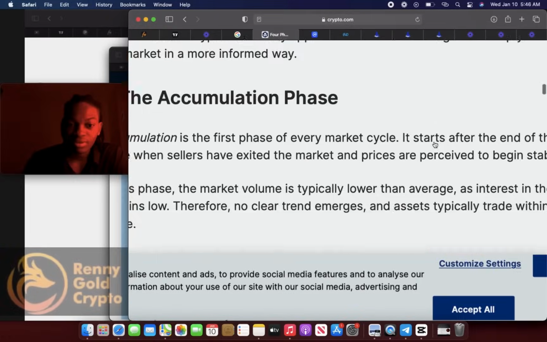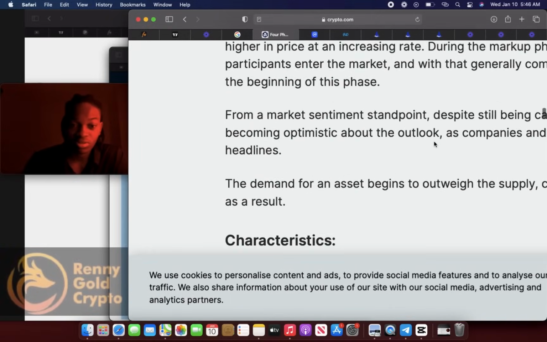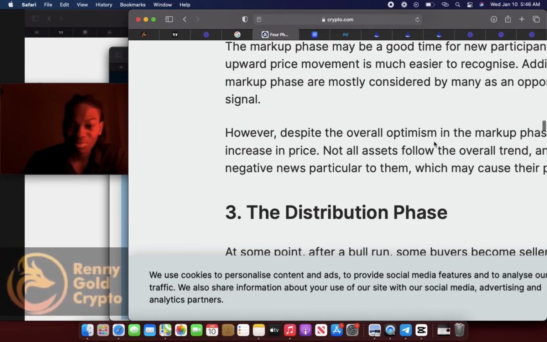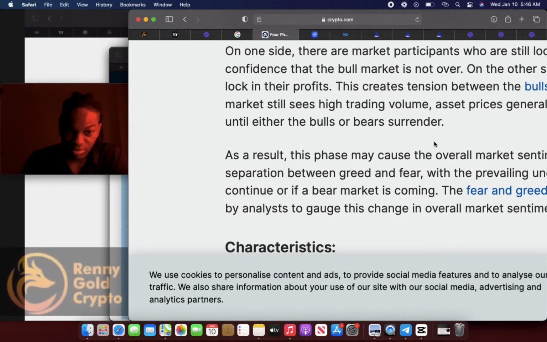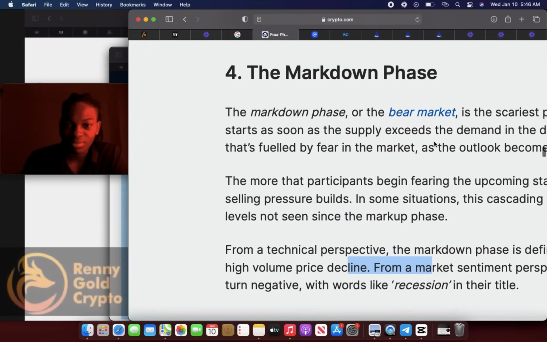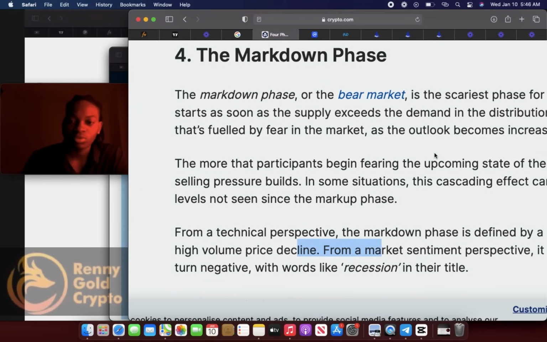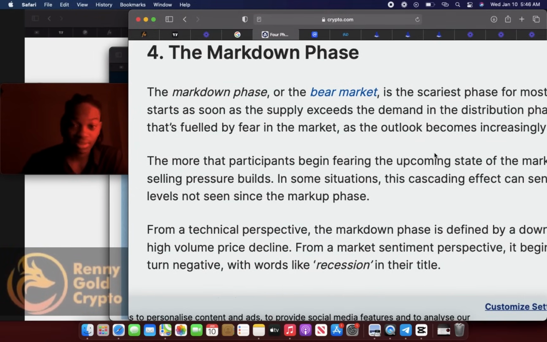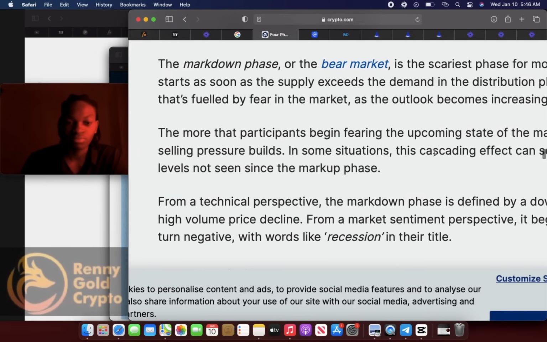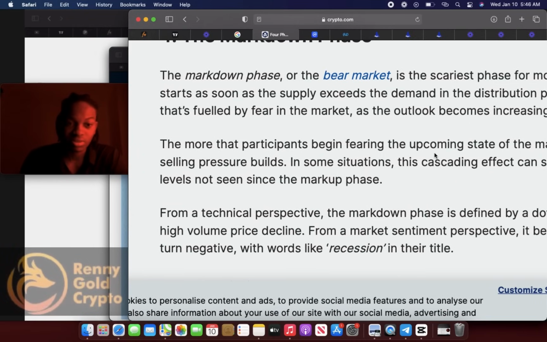So the markdown phase is a bit similar to the accumulation phase, okay. But the thing here that is a bit different is that this is during a recession. Okay, this is when you see that this is a bear market, when you notice that crypto is crashing and all that. People always tag this as the recession period for crypto, okay.